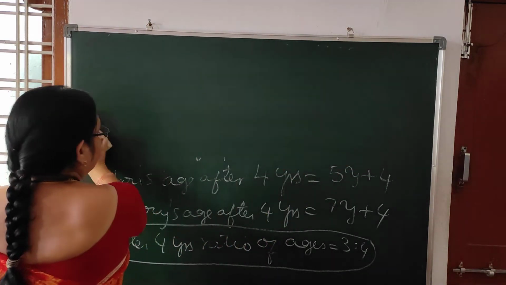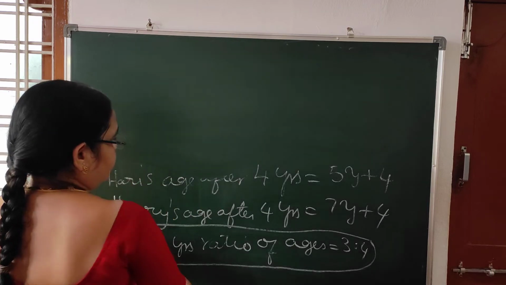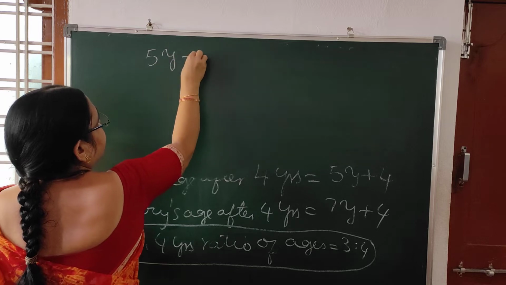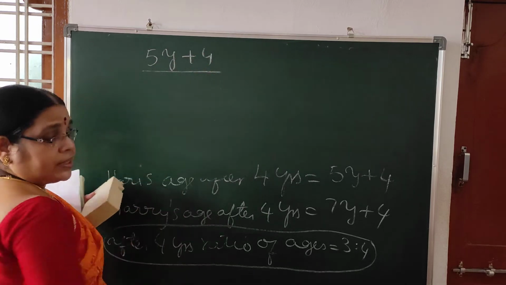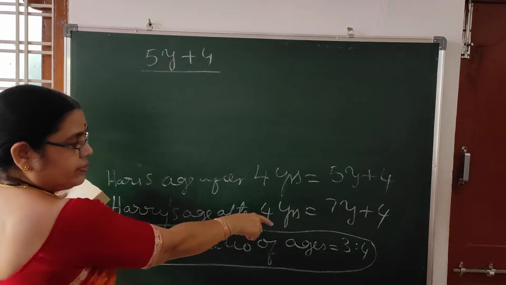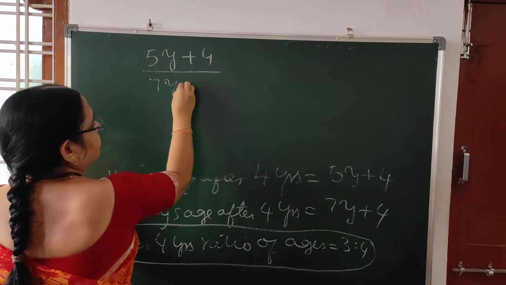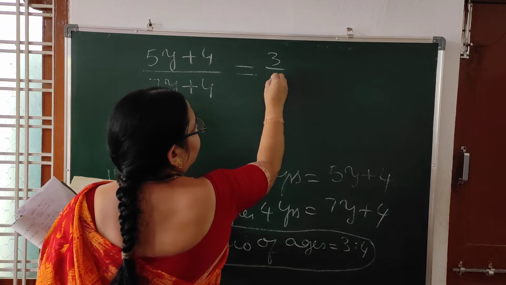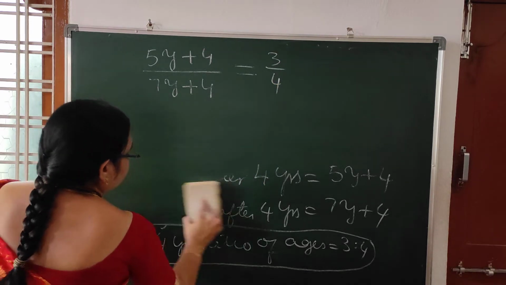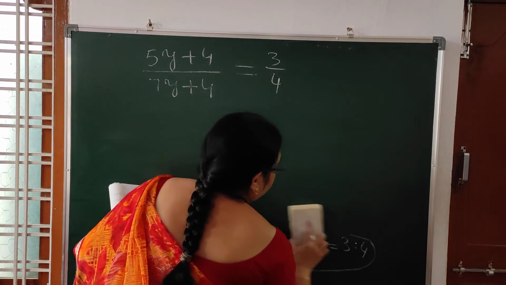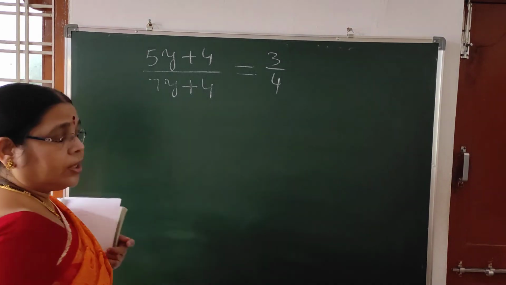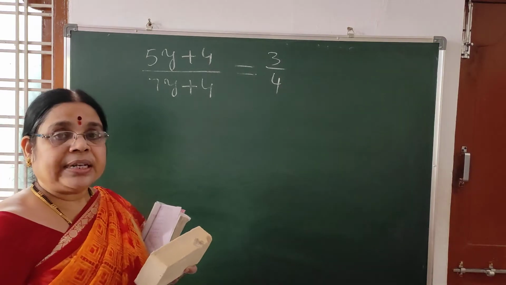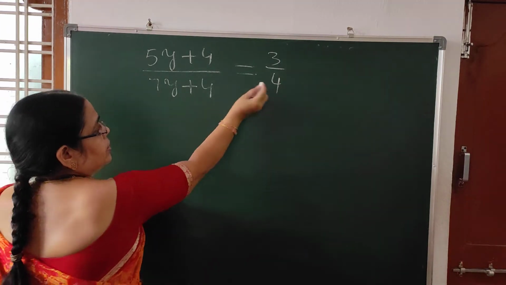How to frame the equation? Here, the ratio of their ages is given after 4 years. After 4 years, Hari's age will be 5y plus 4. Why? Because the ratio is given. Harry's age after 4 years will be 7y plus 4. So this is given as what? 3:4, that is 3/4. Solve this equation. How to solve this equation? 5y plus 4 by 7y plus 4 is equal to 3/4.